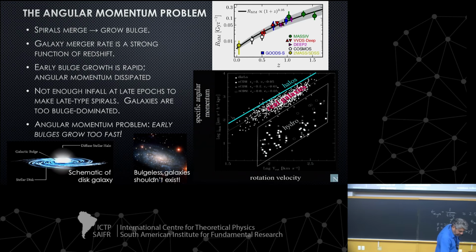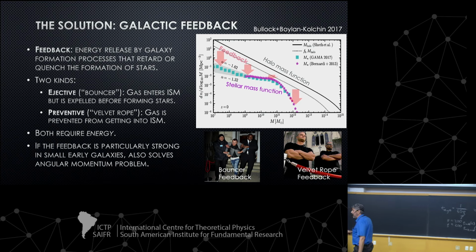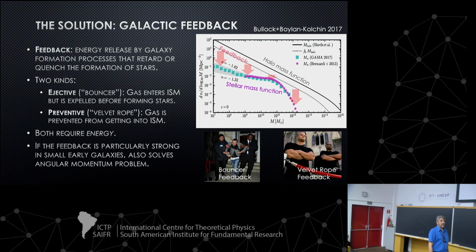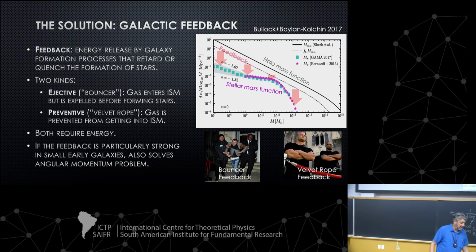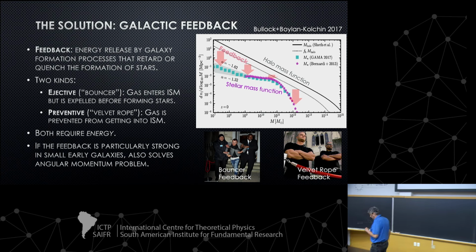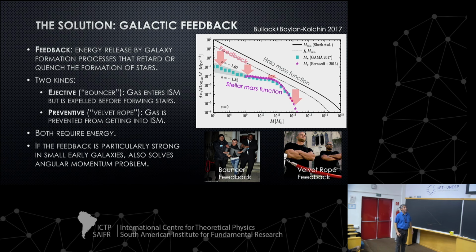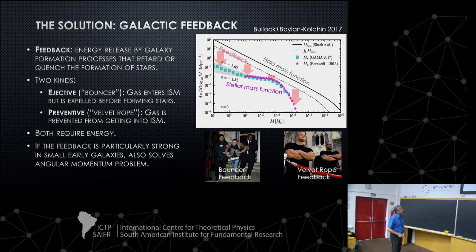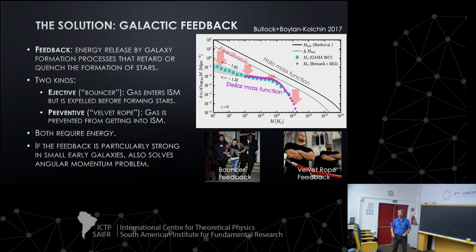So these are the two main problems. And fortunately, they probably do have one solution. Okay, one size fits all, and this is galactic feedback. This is sort of what people think a lot about today. So how does feedback regulate galaxies? There's two types of feedback in this world, right? There's ejective feedback: the gas gets into the ISM, but then somehow is chucked out. It's kind of like the bouncer at the club, right? You get in the club, chucked out. Versus preventive feedback, or velvet rope feedback: you never get in the club in the first place, okay?